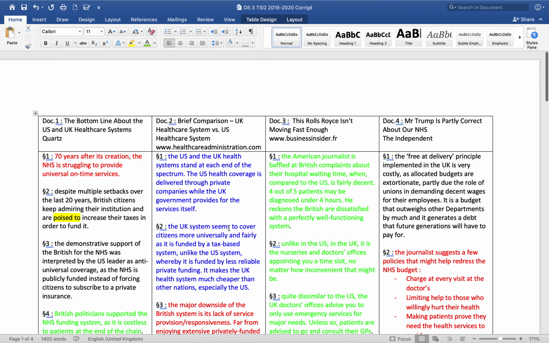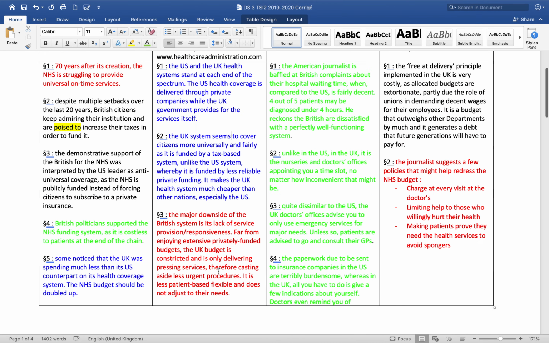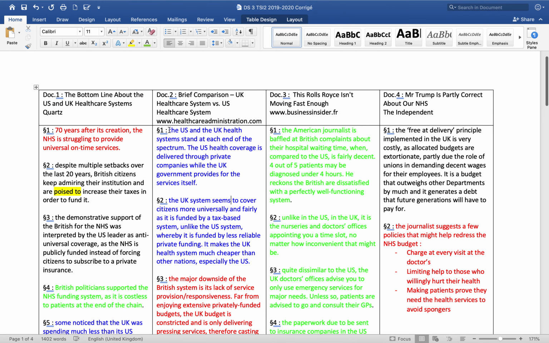In the second text, so that was the longest text, as you can see, the first paragraph told you that the US and the UK health systems stand at each end of the spectrum, which means that they are very different from one to the other. They're almost opposite. They are poles apart. Okay. The US health coverage is delivered through private companies, while the UK government provides for the service itself. So the US is privatized, but the UK is public.